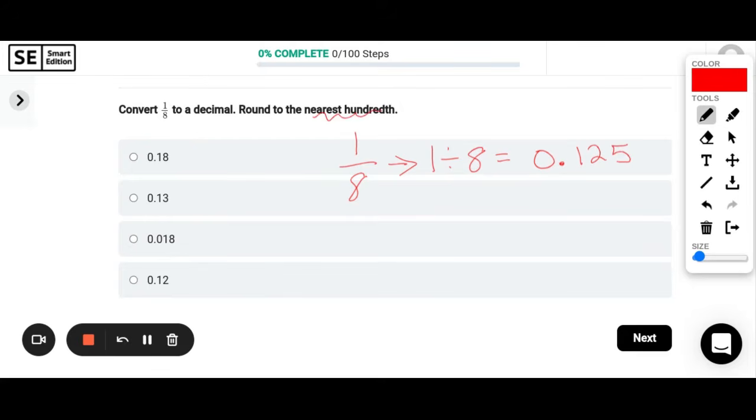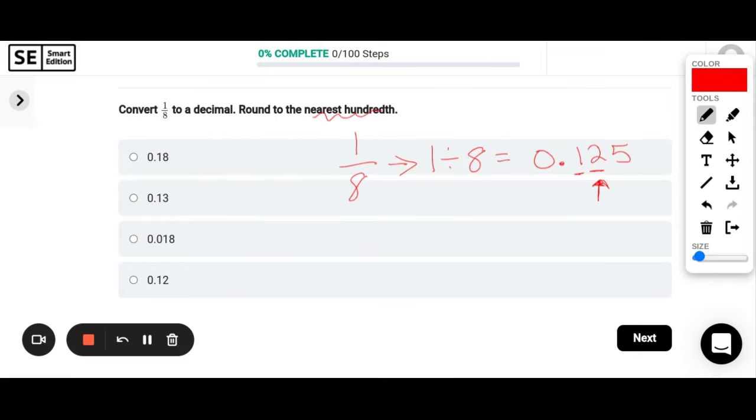So this question asked me to round to the nearest hundredth. So when I'm talking about the nearest hundredth, I have my tenths place, and then I have my hundredths place. So I want to go to this decimal place. And when I'm talking about rounding, I need to know, am I going to stay at 0.12, or should I change that 2 to a 3?